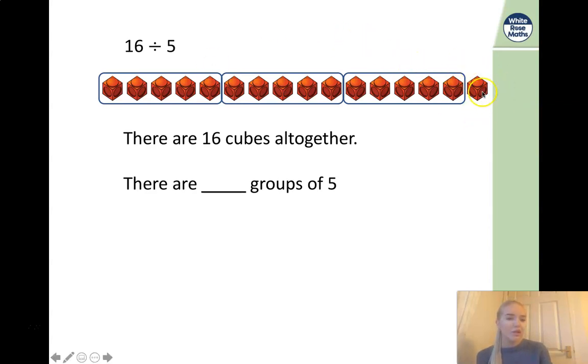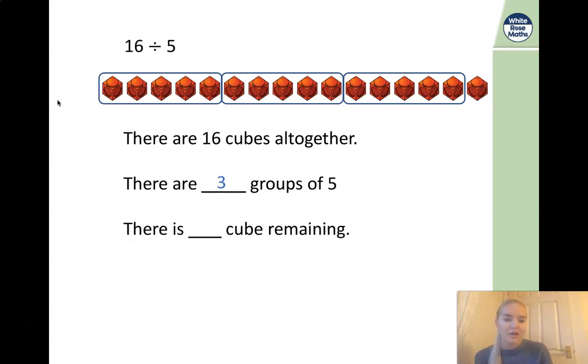Now, look what's happened here. There is 1 cube that's left over. We cannot make a group of 5 with this number, so I'm going to show you what we can do with it. But let's start by thinking, how many groups of 5 are there? Well, we've made 3 groups of 5, but we need to think about this extra 1 that we've got remaining.